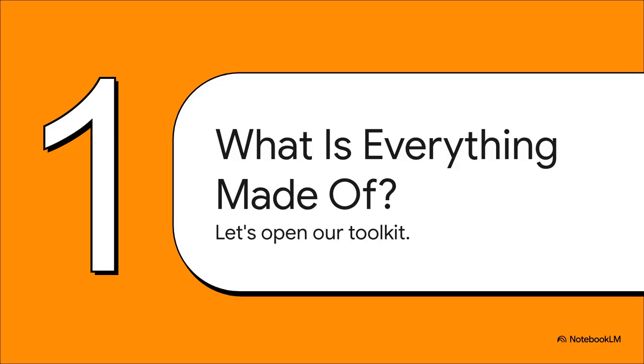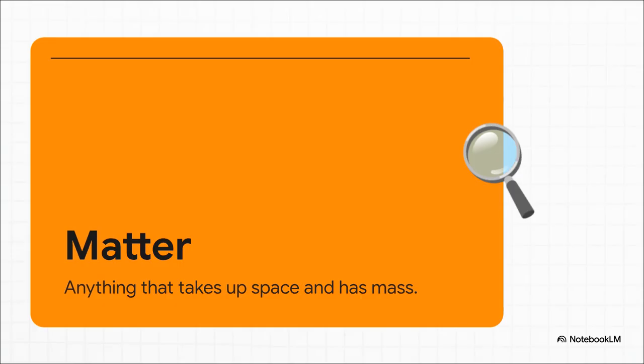Now, to really wrap our heads around this, we're going to open up what I like to call our scientific toolkit. Think of it as a set of tools that lets us inspect, measure, and understand the world around us piece by piece. So, what's the official definition? Well, it's actually super simple. Matter is just anything that takes up space and has mass. That's it. So solids, liquids, gases, they all count. If it's got some substance to it and it's taking up some room, you're looking at matter.